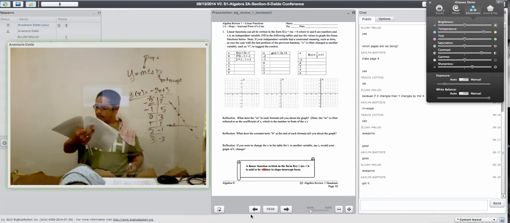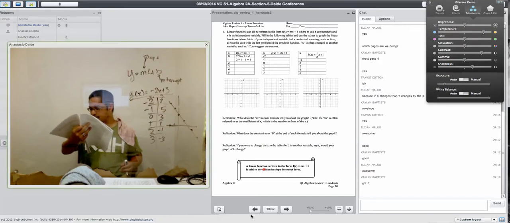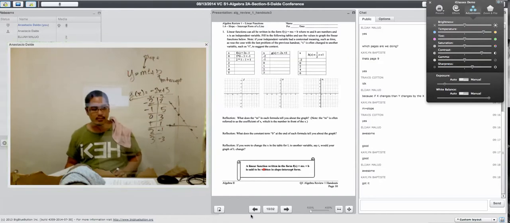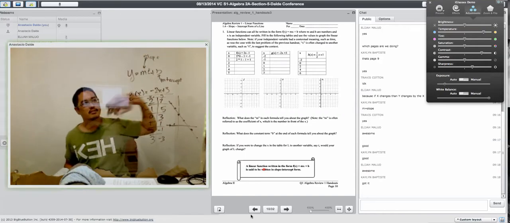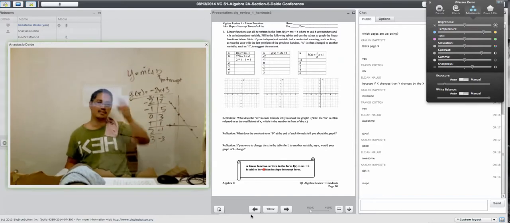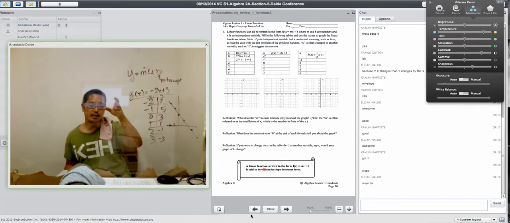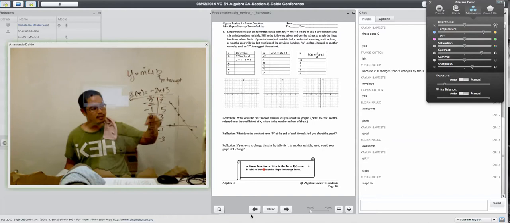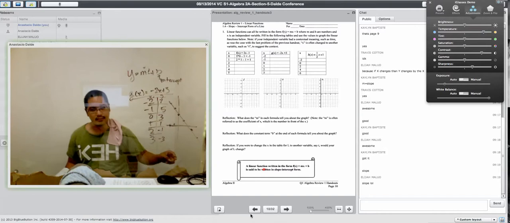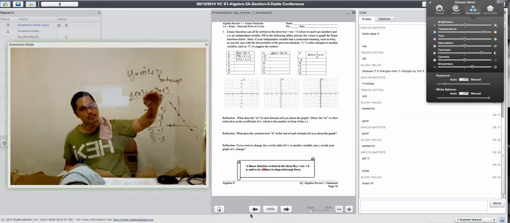All right, let's see. Reflection. What does M in each formula tell us about the graph? They're just asking, so what is M telling us about? What is M again? What is M? It's a slope. It tells us how high it goes up versus how far across it goes. Now, in this case, this slope goes down as it goes to the right. So this would be a negative slope, as we can see by the negative 2.